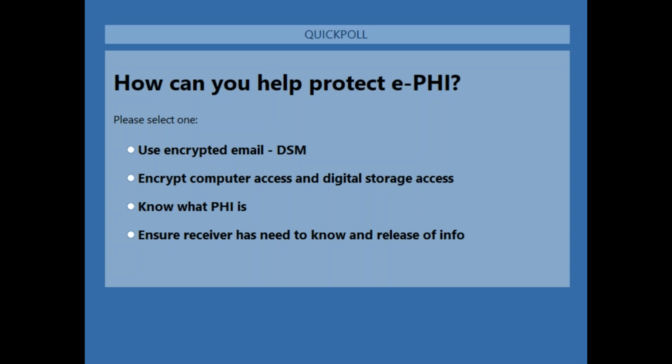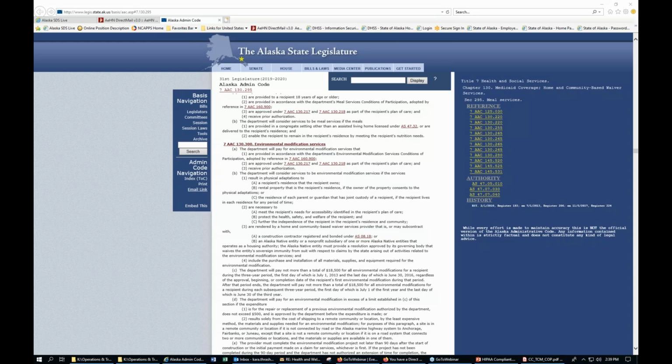Use encrypted email. It's popular. Know what PHI is. Pick the one you think is the most important. Let's put it that way. Okay. And what did we think was the most important one?